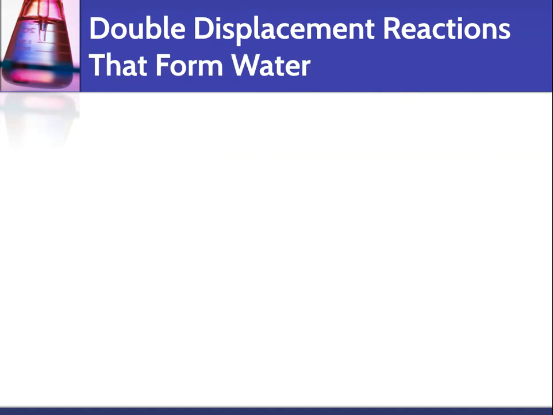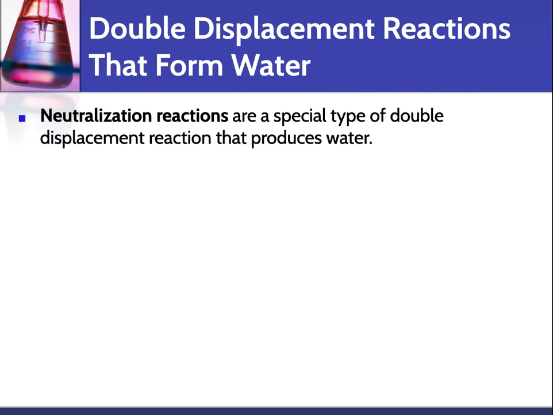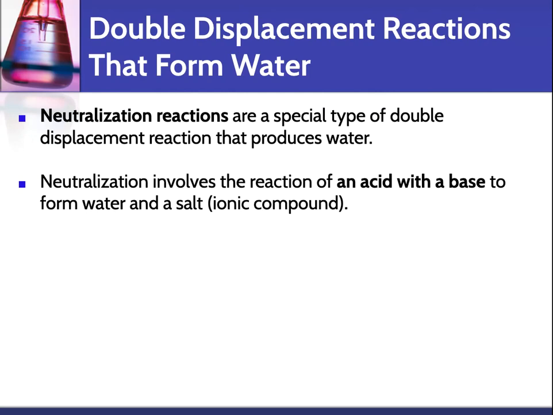Starting with double displacement reactions that form water. These are a special reaction called a neutralization reaction. A neutralization reaction involves the reaction of an acid with a base to form water and a salt, what's commonly referred to as a salt. That's just an ionic compound. So in general, they can be written as acid plus base makes salt plus water.